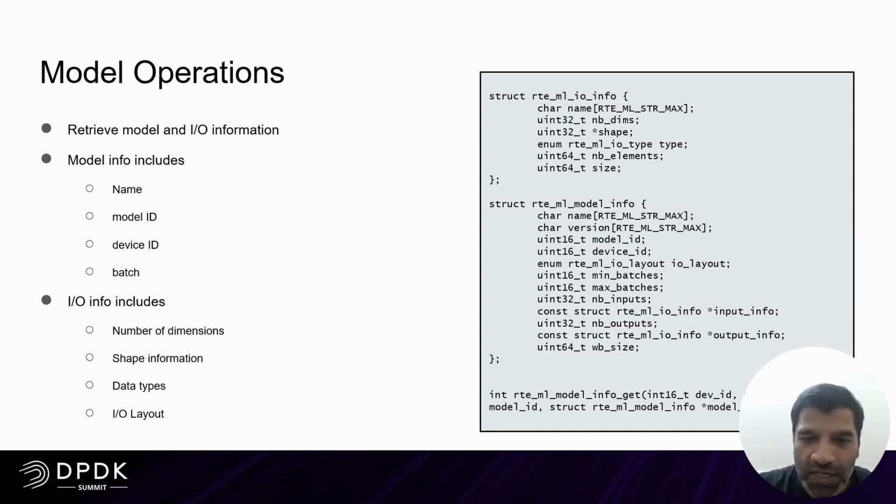The model info also specifies the I/O layout expected for that model. Basically, the I/O layout talks about the expected layout of the inputs and outputs. Supported types include packed and split. Now, when the layout is packed, all inputs and outputs are expected to be in one contiguous buffer. Whereas in case of split mode, different buffers can be used for each input and output. Now coming to the I/O info, it includes the number of dimensions, the shape of the tensor, the type of the data, the number of elements, the total number of elements, and the size of each input or output.